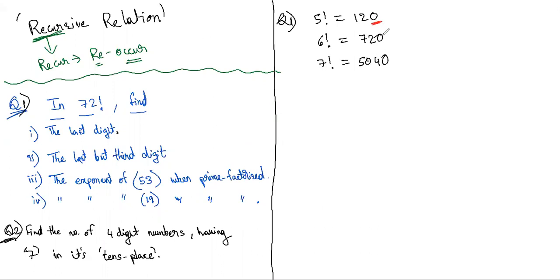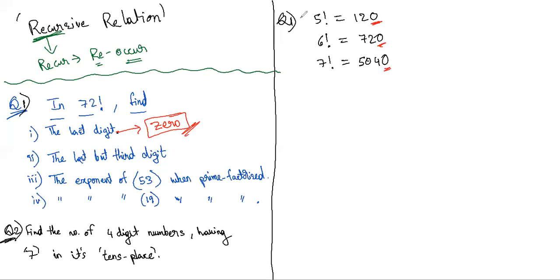Now see, what is the point? The point is, what is the last digit in every case? Once it is a multiple of 10, no matter what you multiply, it will always remain a multiple of 10. Do you guys get the logic? So starting from 5 factorial, all the numbers, whatever they are, will always end with 0. So the first answer will be 0. That's simple.